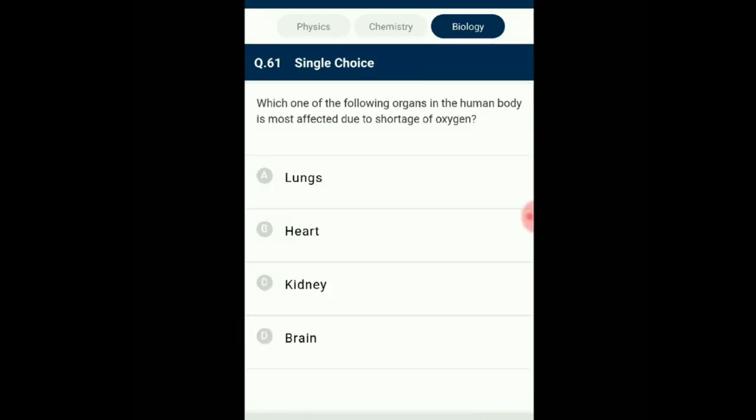Number 61. Which one of the following organs in the human body is most affected due to the shortage of oxygen? The brain is the most vital organ. It stops functioning in the absence of oxygen. So the answer is option D.